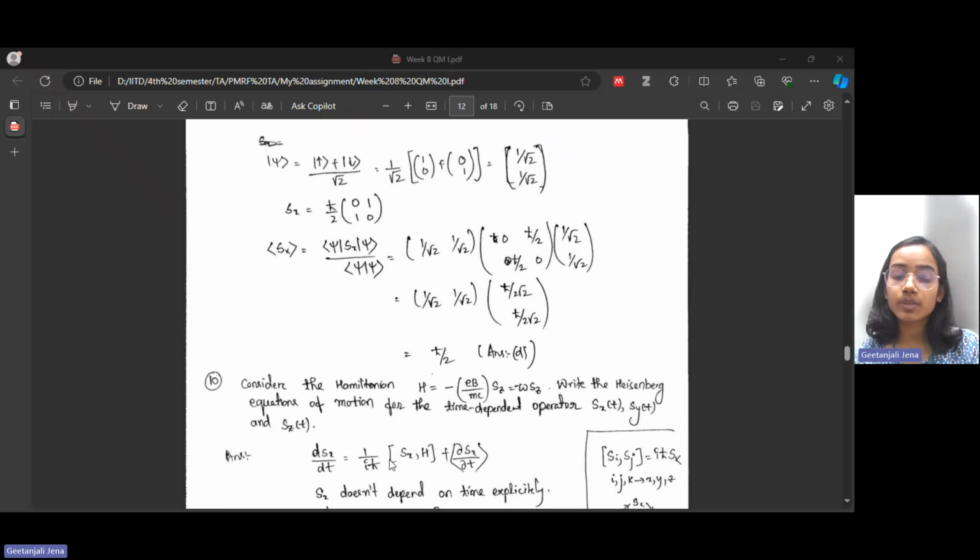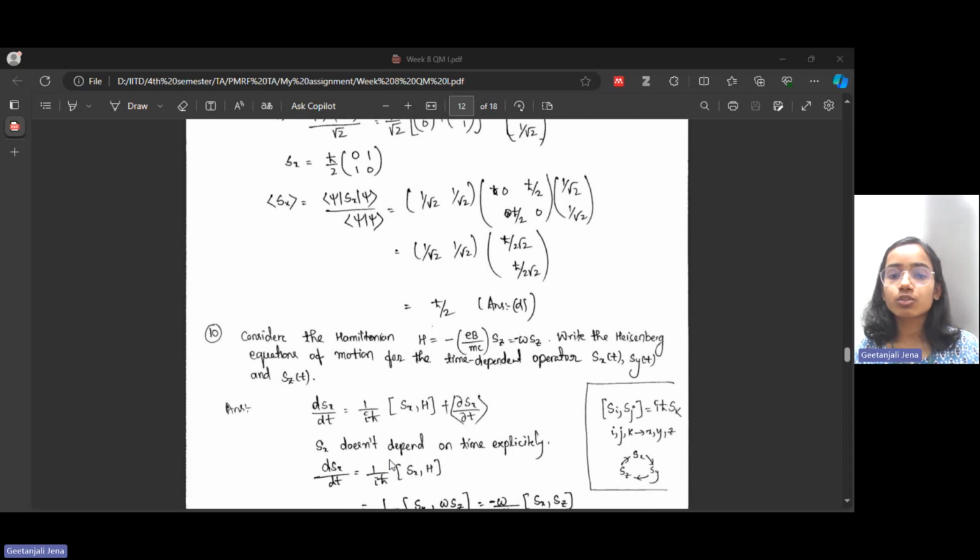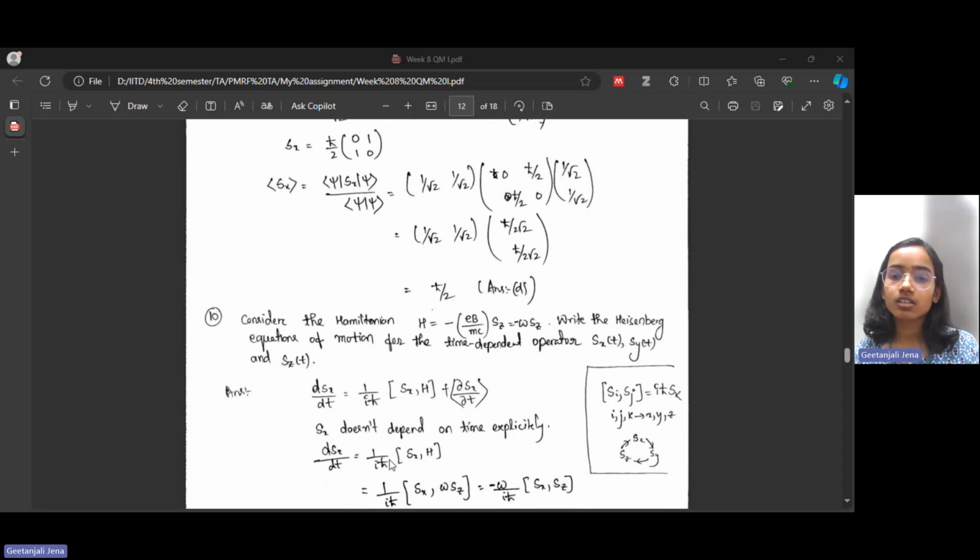Now, if the spin angular momentum along x doesn't depend on time explicitly, then the second term will be 0. So what you are left with is finding the commutation relation of Sx with H. H is already given to you, which is minus omega Sz. There will be a minus here. So if you put minus omega Sz, then you will get minus omega by iħ times the commutation of Sx with Sz. The commutation relation of Sx with Sz you already know.